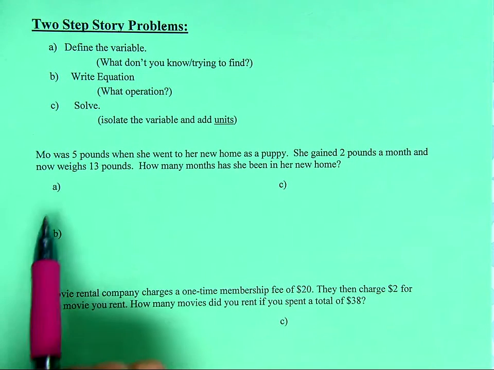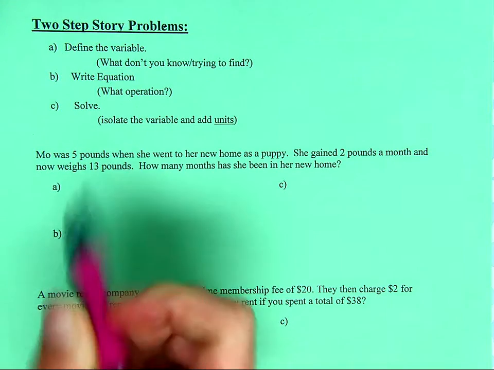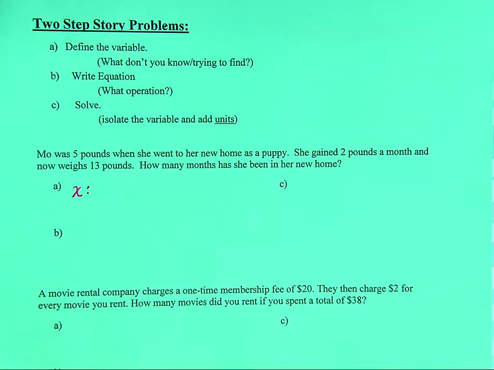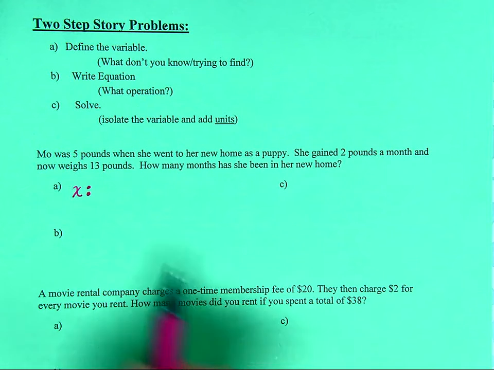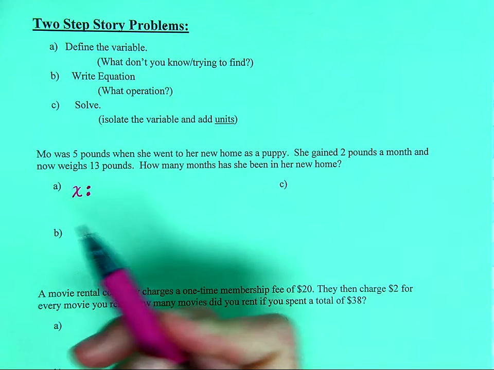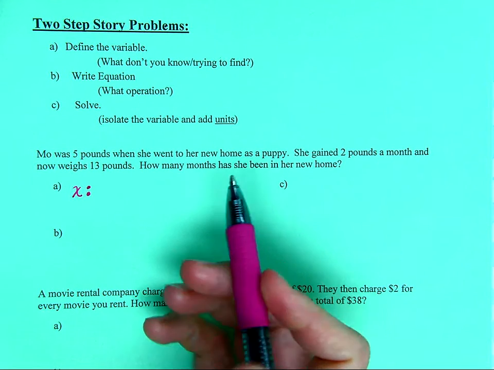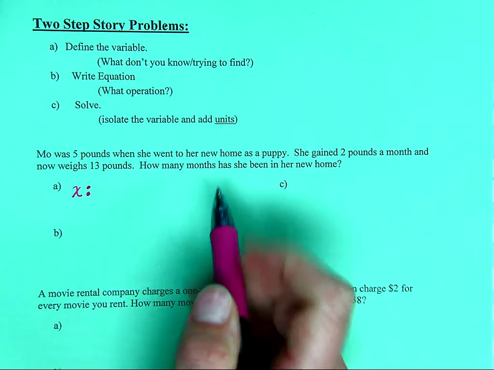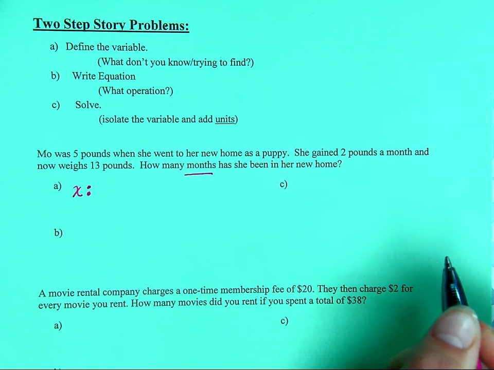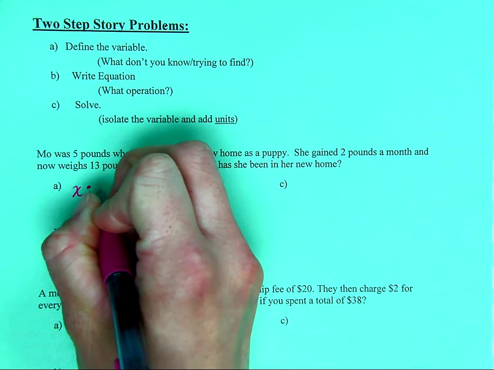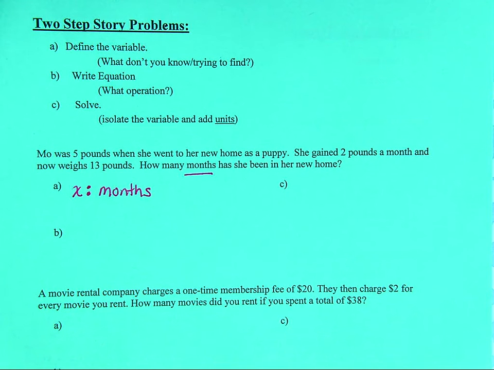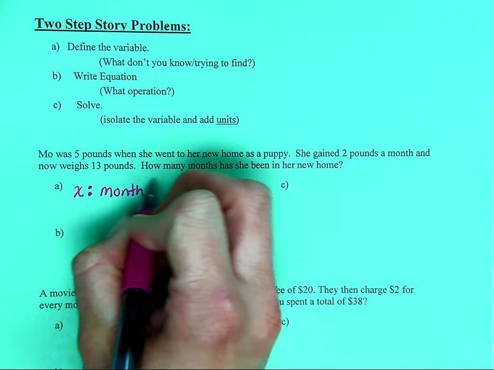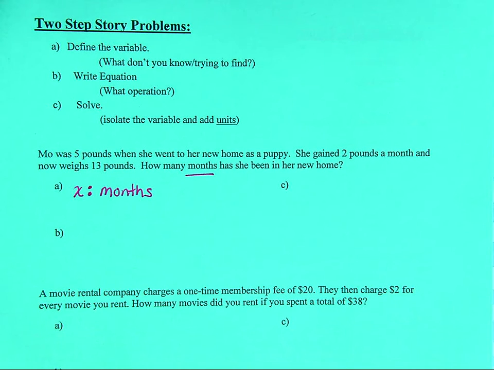Okay. So we're going to define our variable. Remember, it doesn't matter what letter you use. I use X a lot. But you're going to tell me what this X is going to represent. Now, we use variables to represent things we don't know, which is probably what our question's asking us to find. So if we look at our question, it says, how many months has she been in her new home? So months is what we are trying to find, and what we don't know is the number of months. If you want to write number of months, that's fine. Months is also okay.